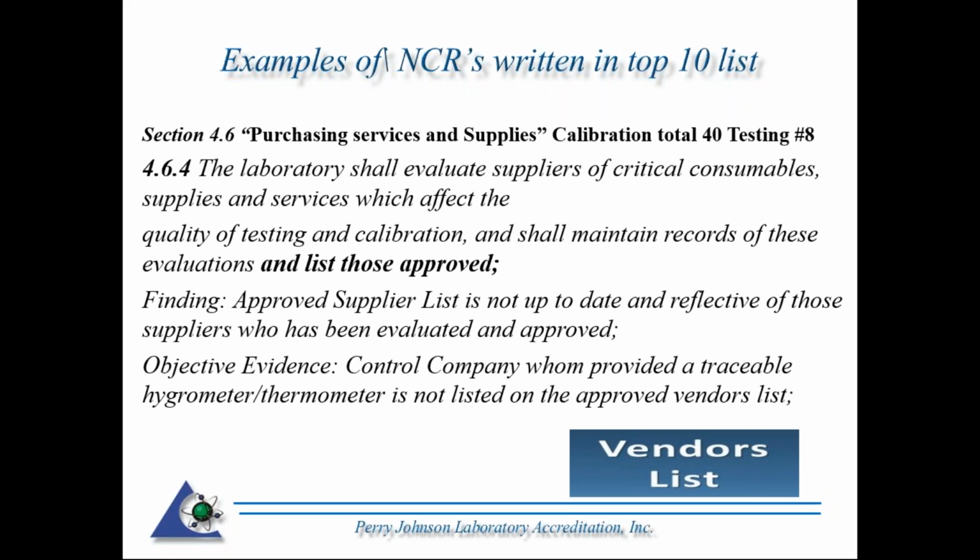So with sources, it's always, and I hope all of our assessors are doing this, a matter of pinpointing some critical suppliers, looking for that evaluation, always looking at the approved vendors list, and hopefully crosswalking these suppliers of critical consumables and supplies, assuring that they are actually on the approved vendors list. Here's an example where apparently an organization used a company that was not on the approved vendors list, and so a nonconformance was written.